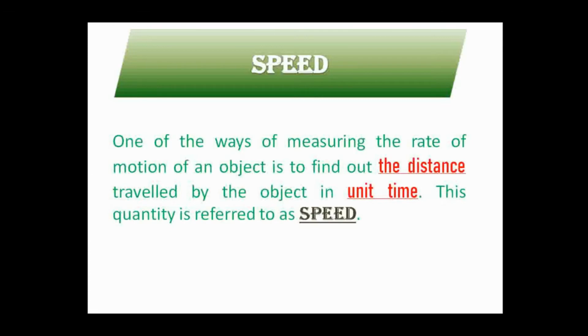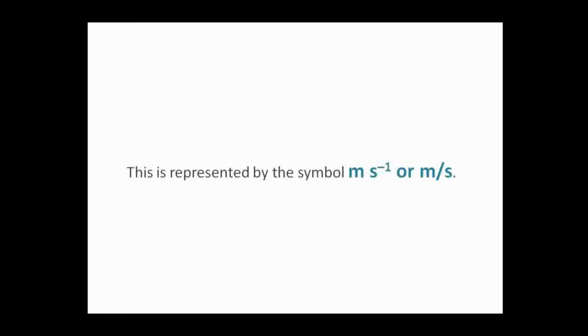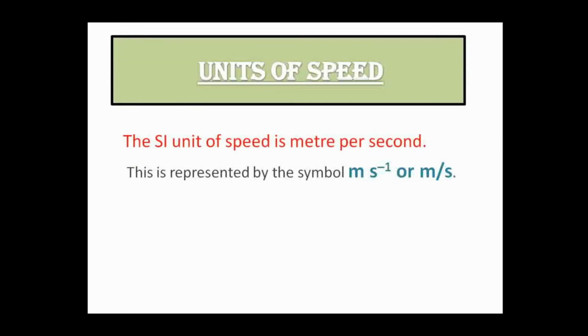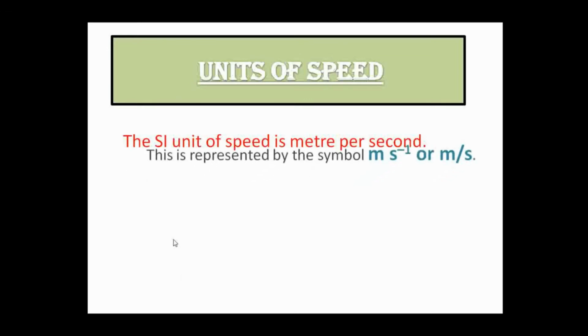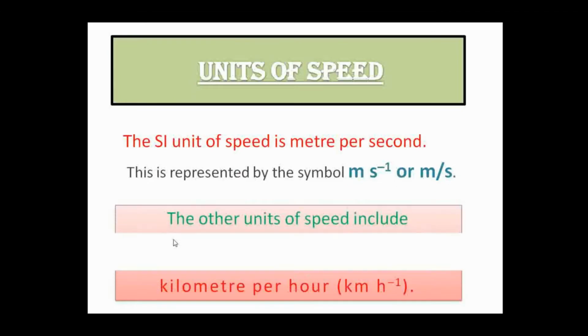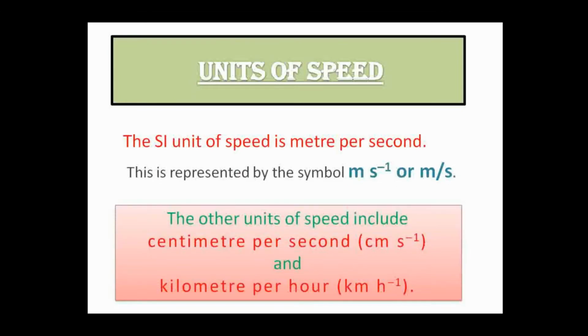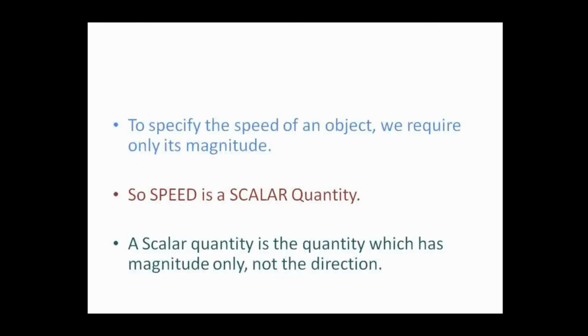Speed. One of the ways of measuring the rate of motion of an object is to find out the distance traveled by the object in unit time. This quantity is referred to as speed. Units of speed. The SI unit of speed is meter per second. This is represented by the symbol m/s or ms^-1. The other units of speed include centimeter per second and kilometer per hour.